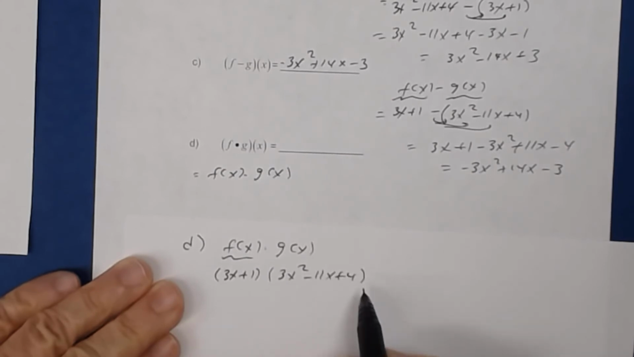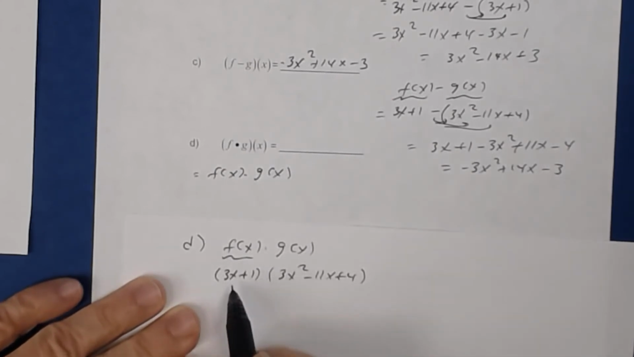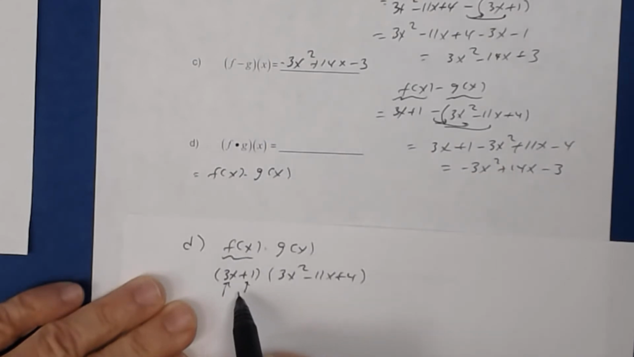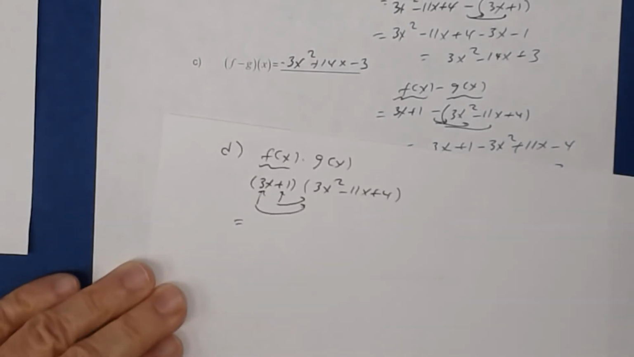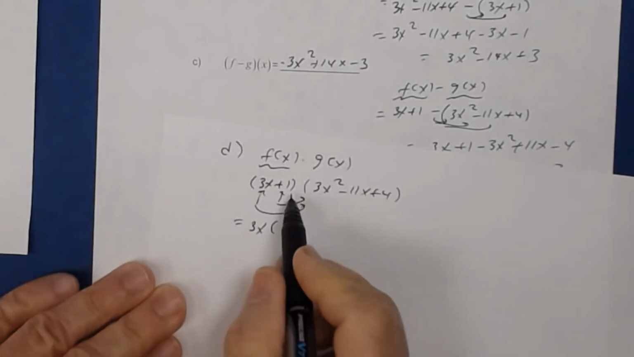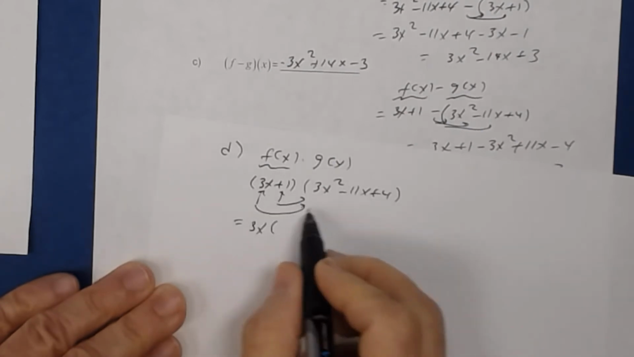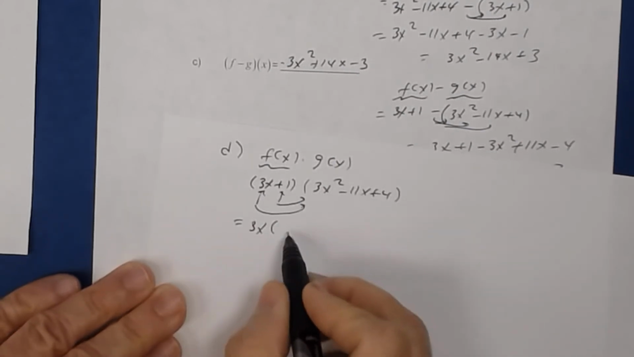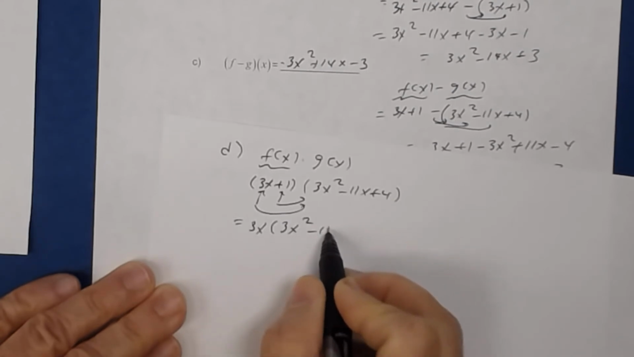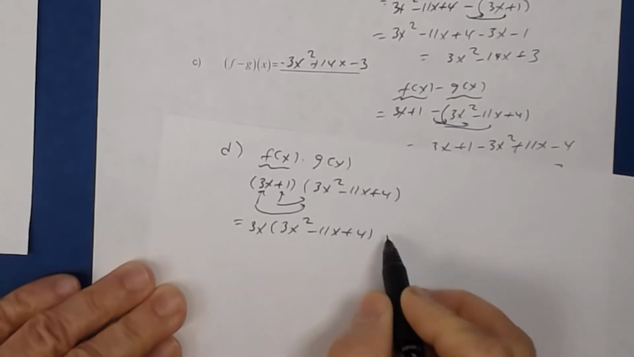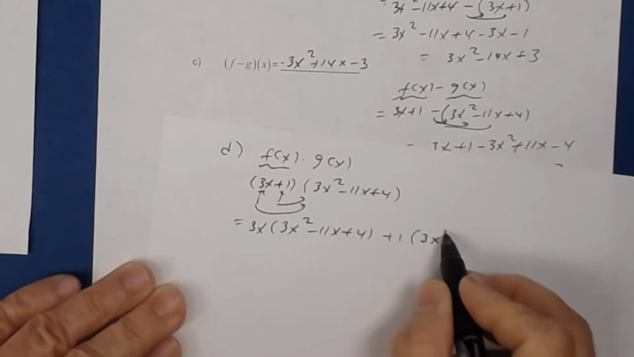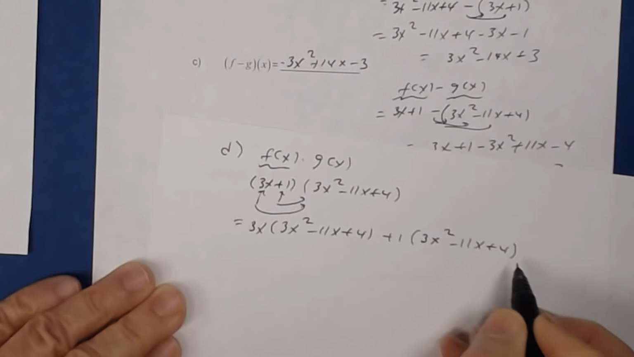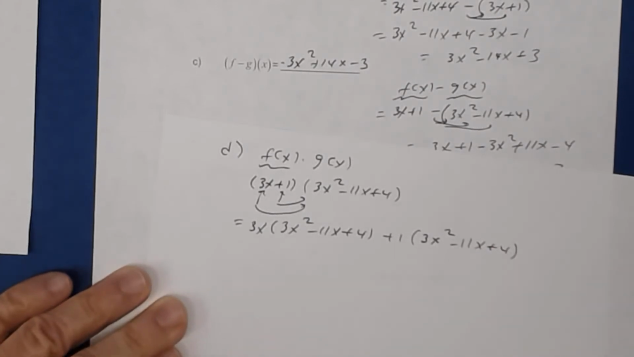So I get this for g of x. So remember how we did this. So you take each term in the first polynomial, and you're going to multiply by the second polynomial. So basically this means that 3x is going to be multiplied by the second polynomial. So that's the distributive property. So this times this times this. So 3x squared minus 11x plus 4, and then plus 1 times the second polynomial. So 3x squared minus 11x plus 4. And then we use the distributive property again.